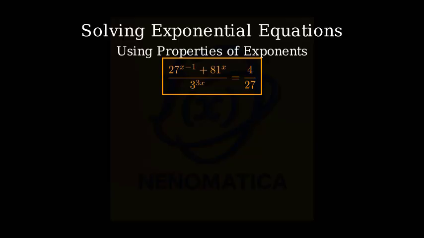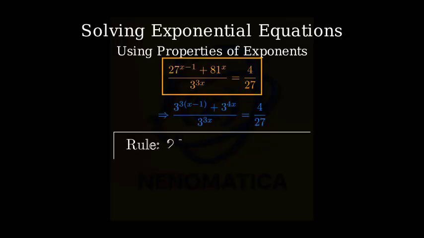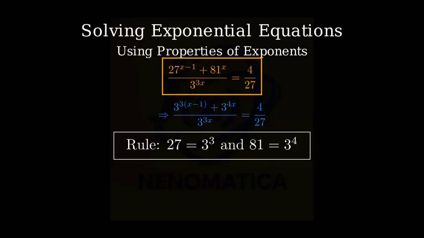Our approach will be to simplify the left side of the equation by expressing everything in terms of powers of 3. First, let's rewrite 27 and 81 as powers of 3. Remember, 27 equals 3 cubed, and 81 equals 3 to the 4th power. Next, we'll expand the first exponent. 3 times the quantity x minus 1 gives us 3x minus 3.